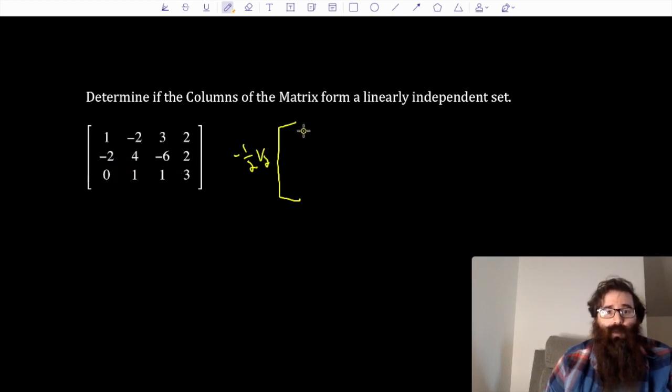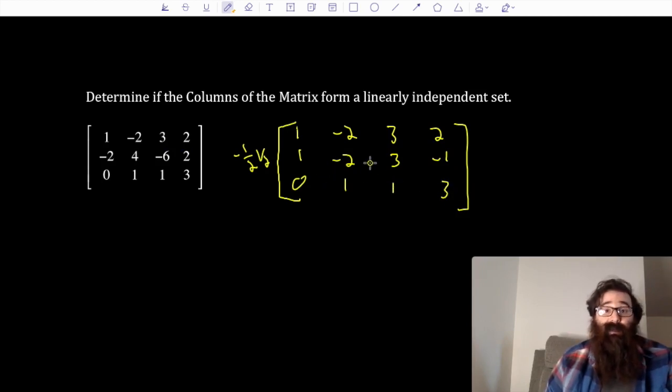I can rewrite row 1. That's 1, negative 2, 3, 2. Row 2, think about cutting everything in half, but also flipping the sign. So I'm going to get positive 1, negative 2, positive 3, negative 1. And then I can rewrite row 3. Row 3 is just at the bottom there. It looks like I can get quite a bit of reduction done.